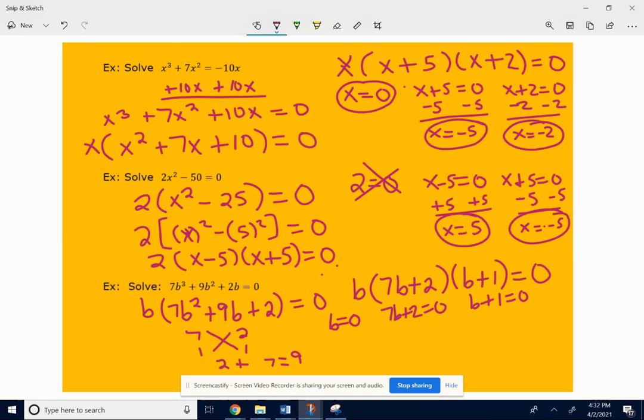b equals 0 is already solved for us. So 0 is one solution. 7b plus 2 equal to 0. This is a two-step equation. Subtract 2 from each side. That leaves us with 7b is equal to negative 2. Divide by 7. We get negative 2/7 is a second solution. And then when we solve b plus 1 is equal to 0, subtract 1 from each side. Negative 1 is the third solution. So we get 0, negative 2/7, and negative 1.